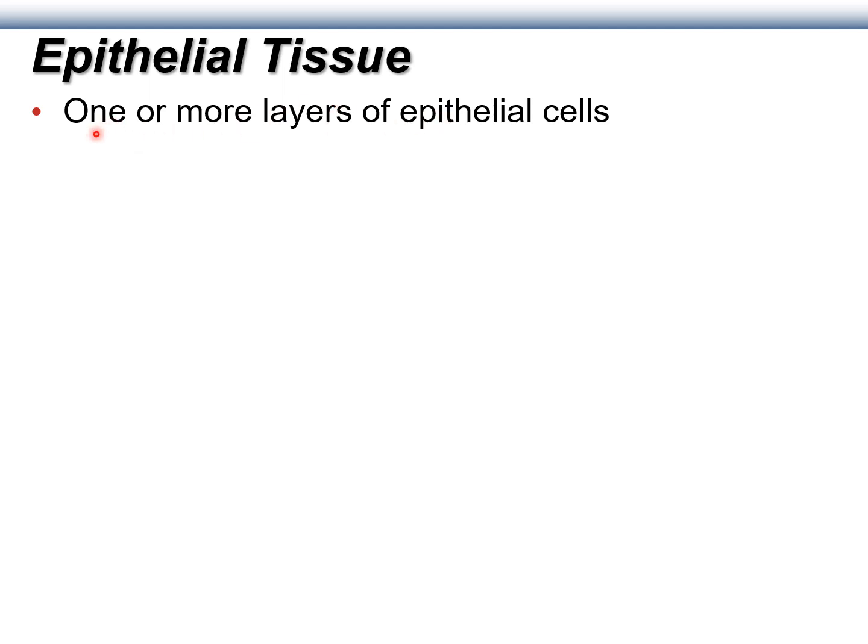If we have a simple epithelial tissue, it means it's one layer. If we have stratified, or as they call it, pseudo-stratified, I'm not going to go there today. If we have more than one cell layer, then we have the stratified. And so it can be one or more layers, and that number of layers is directly related to function.